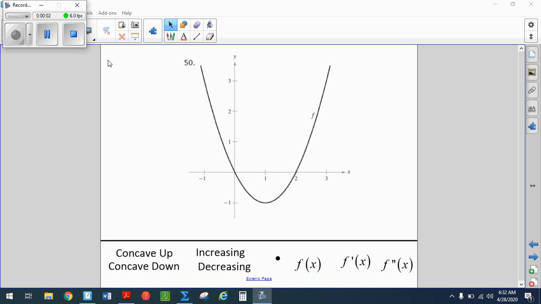Right, this is number 50. We have a quadratic graph for f. So my derivative is going to be linear. My second derivative is going to be constant. So we'll look at this from a couple of perspectives.